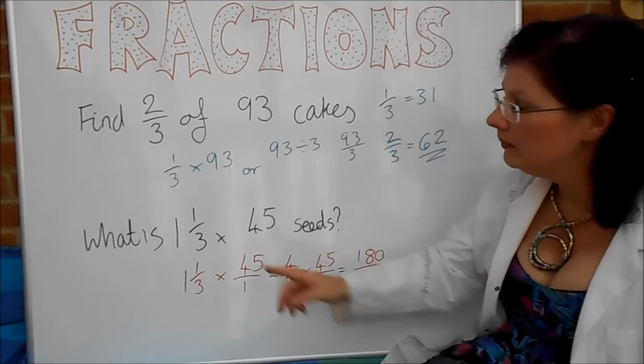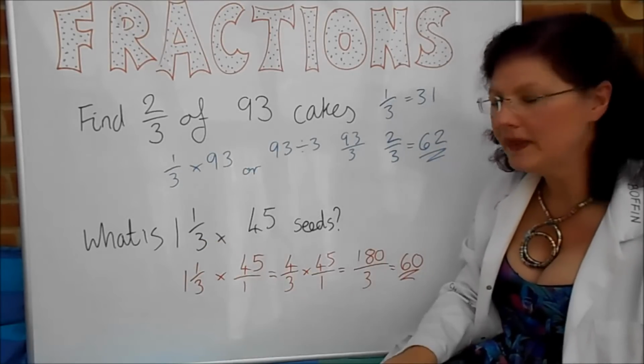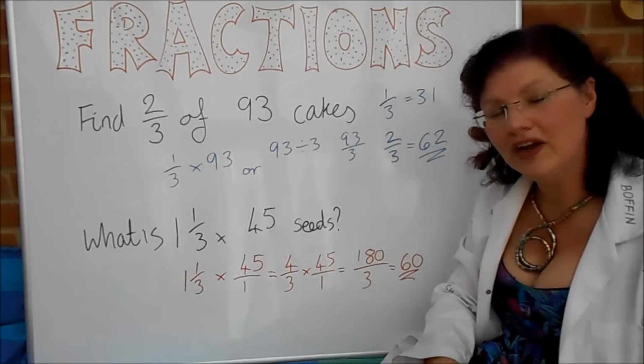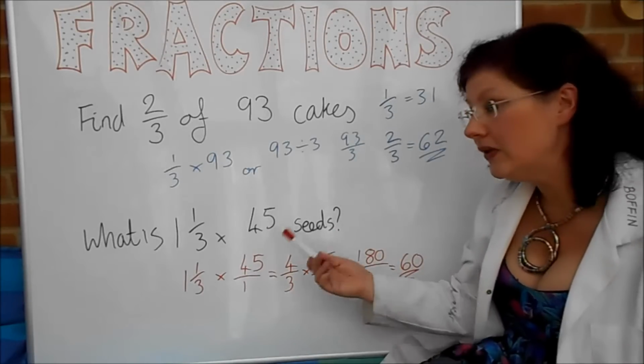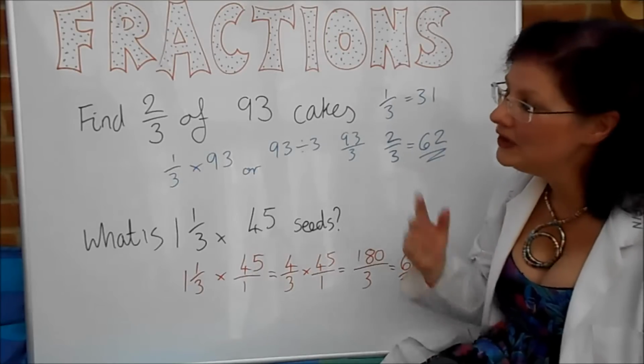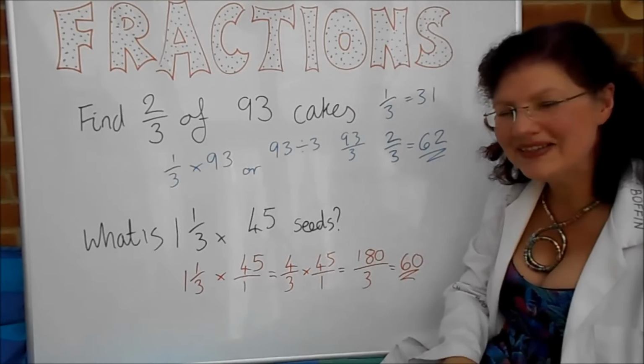And that's right, because if I've got 1 1/3, that's all the seeds I had plus 1/3 extra. 1/3 of 45 is 15, and when you add on 15 seeds, you get 60. So that works. So I'm going to put a few more on the next board. I'll just wipe that. See you in a minute.